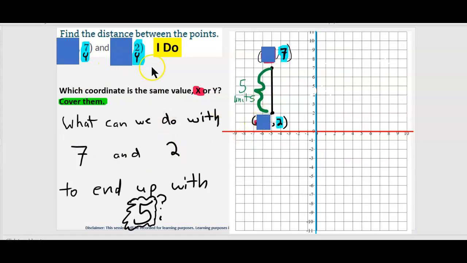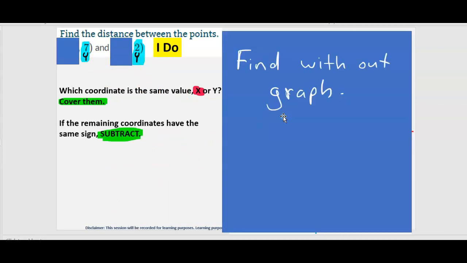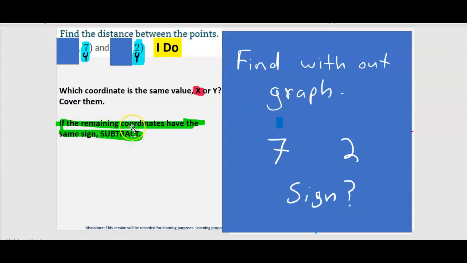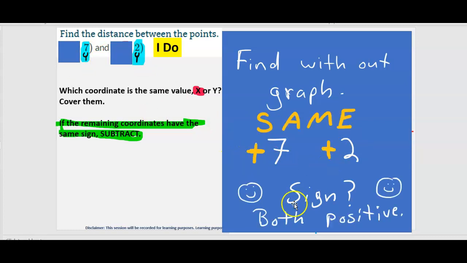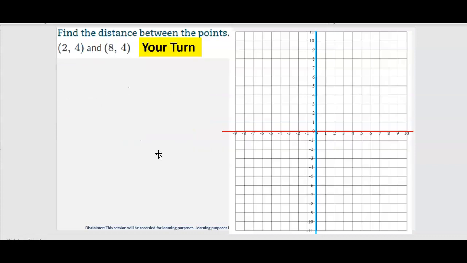What do you think you do with 7 and 2 to get 5? You subtract. Yep, that's right, subtract. So if the remaining coordinates have the same sign, because sometimes they might be negative, right? But here they're the same. Might be positive, positive, both negative, or one of each. Here they're both positive. So we subtract. When they are the same sign, we subtract. Same sign, subtract, 5 units.